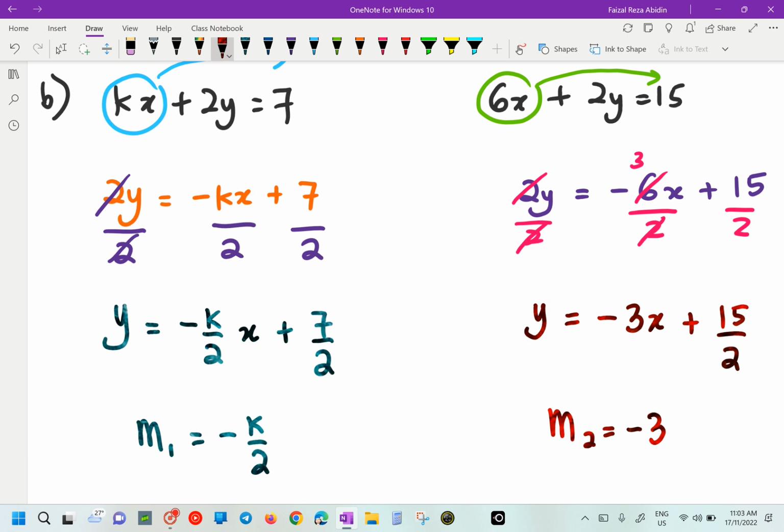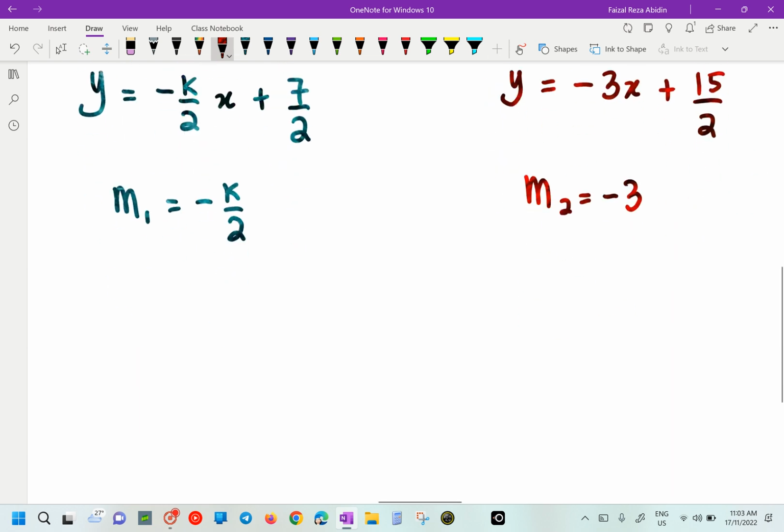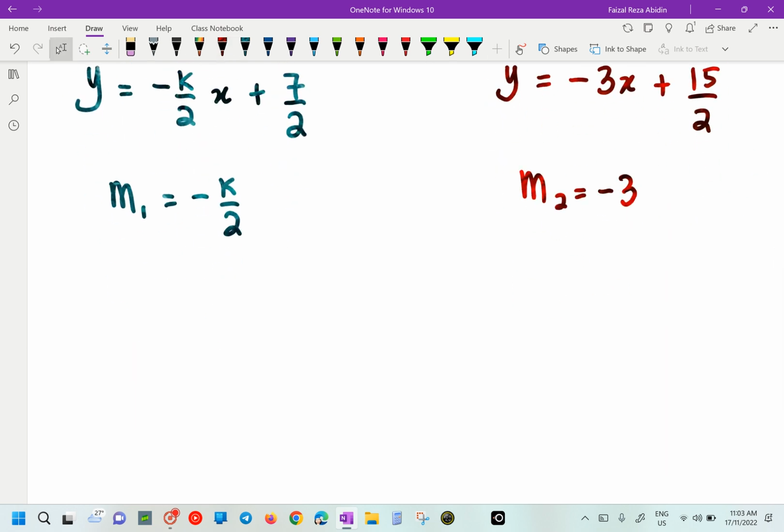So we know that from the beginning, both of our straight lines are parallel. So straight away, we are going to state that negative k over 2 equals negative 3. Why did we make it equal? Because it's parallel. M1 equals M2, isn't it? Okay, from here, M1 equals M2.